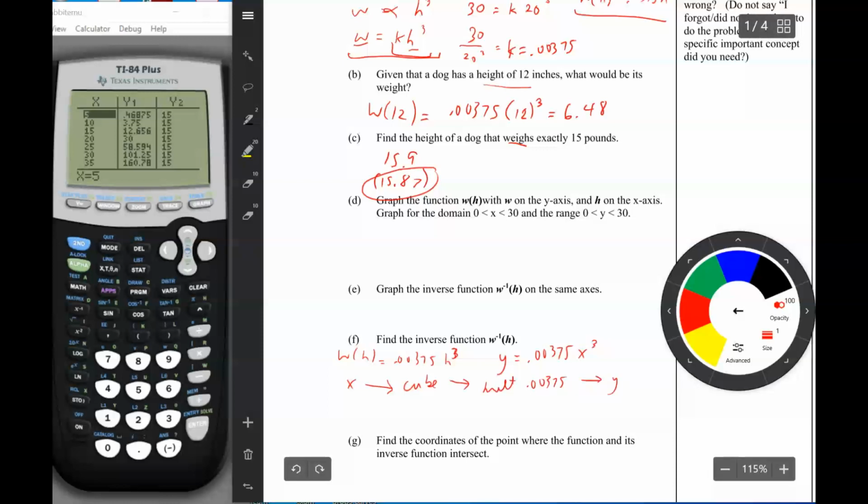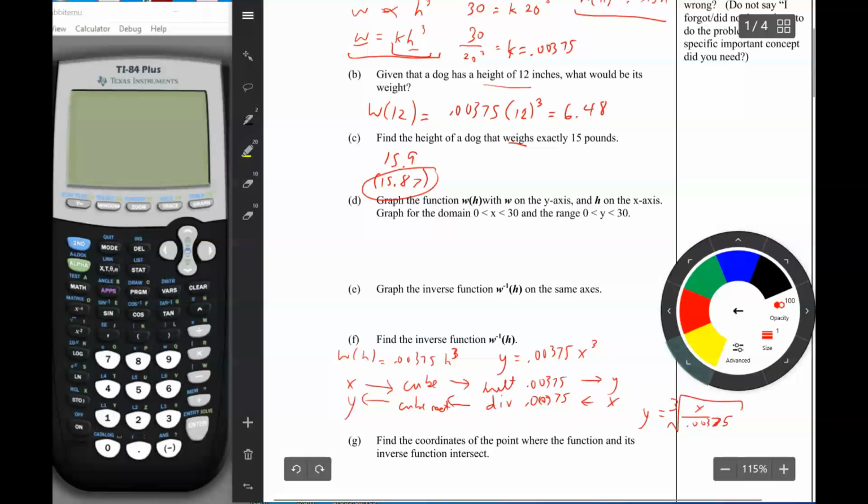If we want to find the inverse function, we reverse that. We have x going into dividing by 0.00375, and then we cube root instead of cube, and then we get y back. So the inverse function will be y equals x divided by 0.00375, and then we cube root the whole thing. Make sure that you cube root the whole thing and not just the numerator.